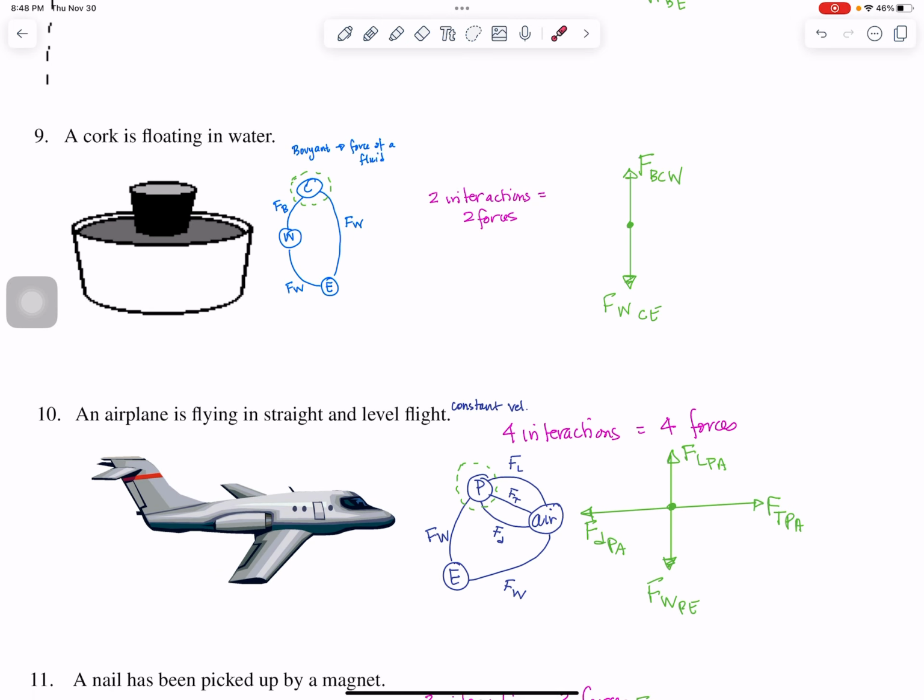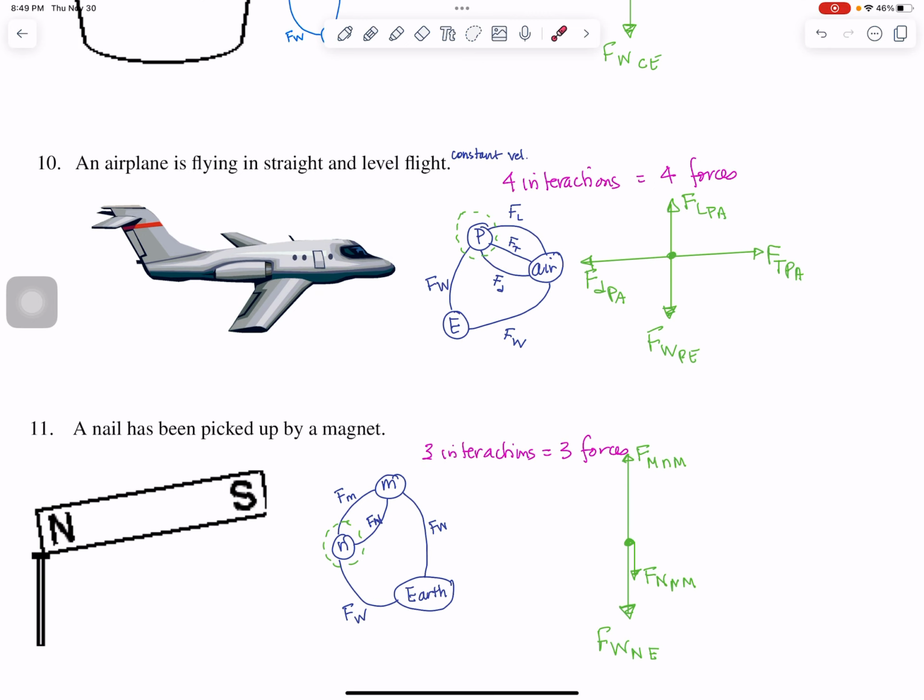Cork is floating in water. So I draw a boundary around the cork: 2 forces, buoyant force and weight force. So I've got 2 interactions, 2 forces. Dot for the cork, weight on the cork by the earth, and then upwards I have buoyant force on the cork by the water, and these have to be the same length because the cork is floating, it's not rising or sinking.